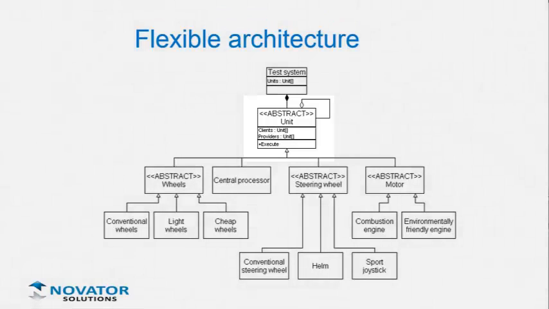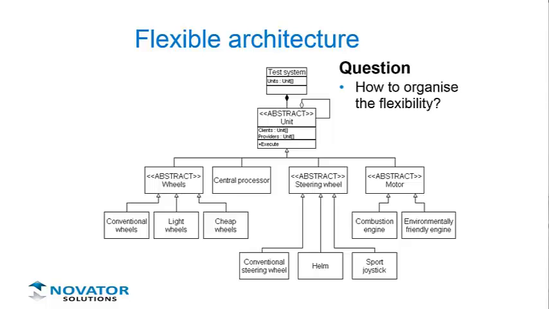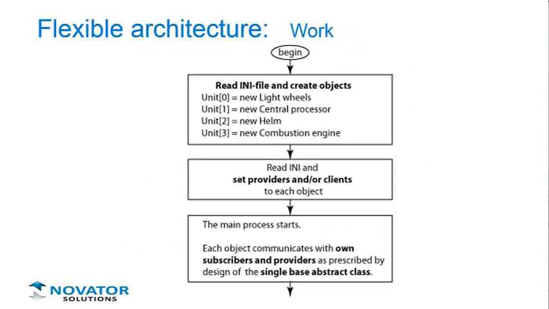Of course, it is a simple model. In a real system, it could be many different lists of clients, many different lists of providers, but we speak about a relatively simple implementation and, of course, example. For the simplest case, we don't need both lists of clients and providers. We can have only clients or only providers. In the examples which we will discuss in LabVIEW there will be only clients, but generally it can be both. How to organize such flexibility? We start our system, we create again light wheels, central processor, helm, combustion engine.